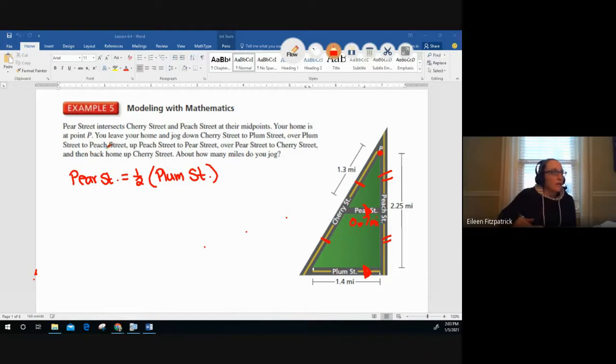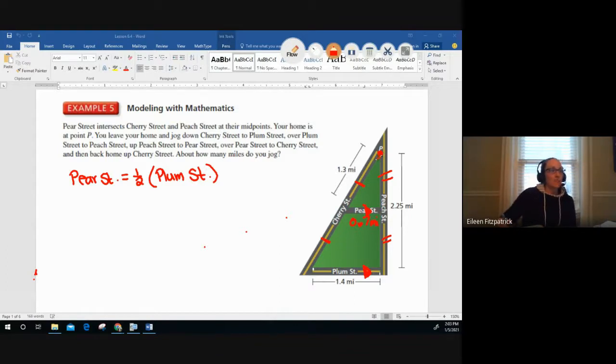Where am I? You leave your home and jog down Cherry Street. So I'm going to jog down Cherry until I get to Plum. You're going to go over Plum Street to Peach Street. You're going to go up Peach Street to Pear Street. Then you're going to go over Parrish to Cherry, and then you're going to go back up Cherry to home.